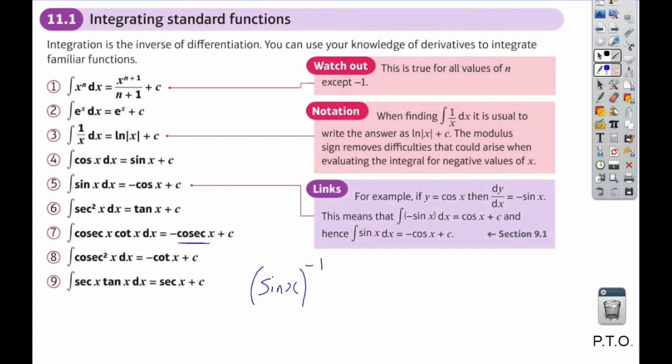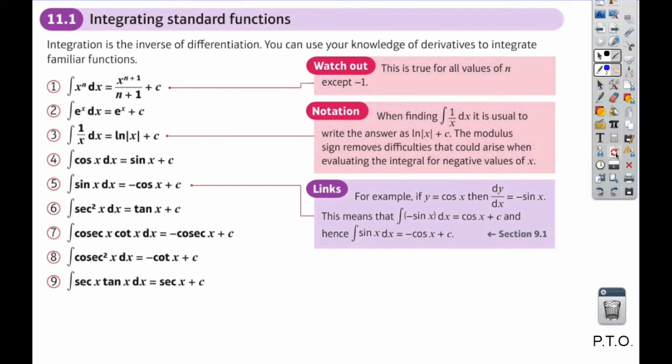So the reverse of that, the integral of cosec x cot x is negative cosec x. And then number 8, when you differentiate cot x, you get negative cosec squared x. So the reverse of that, when you integrate cosec squared x, you get negative cot x. And the final one, when you differentiate sec x, you get sec x tan x. So the integral of sec x tan x is sec x.